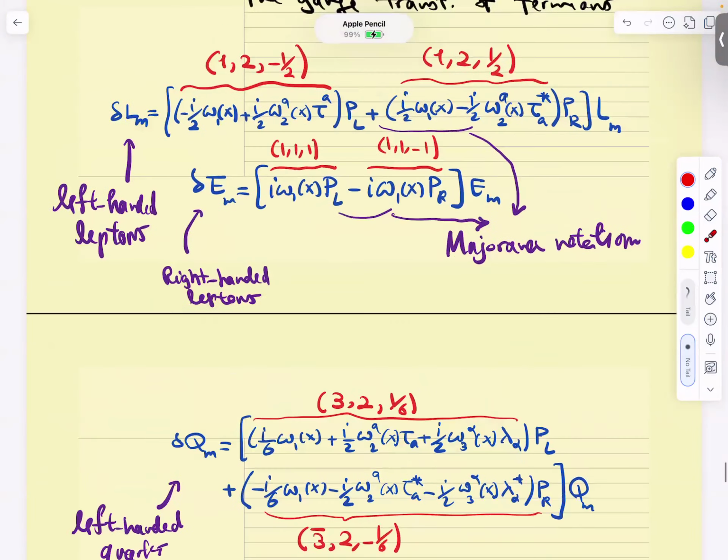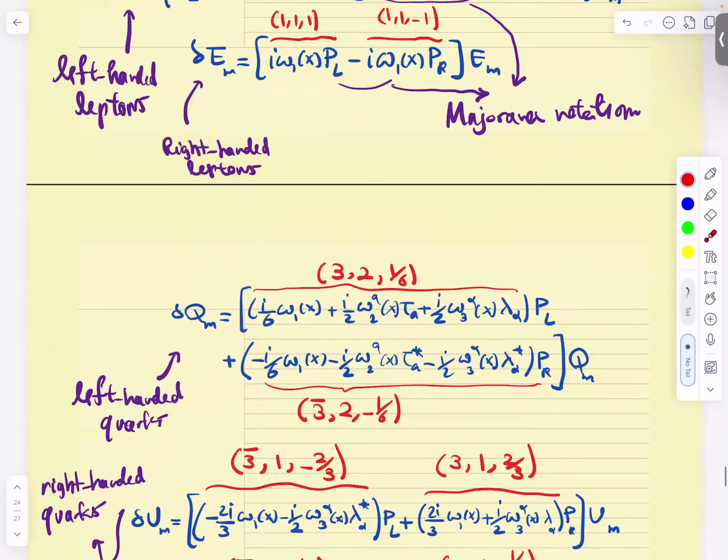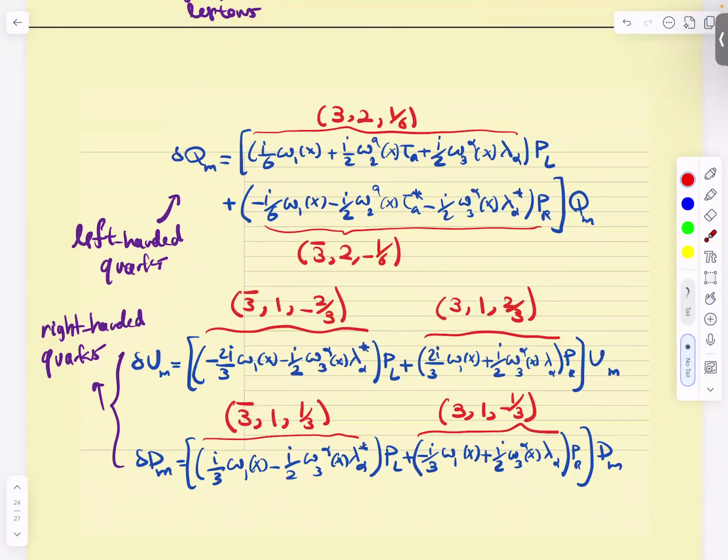Do I have the Higgs? Well, no, sorry, I have more. There's plenty more. Left-handed quarks, delta QM. The left-handed part, the rest is Majorana part. It's 3, 2, 6. 3 means lambda alpha, i over 3 omega 3 alpha, fundamental of SU3. 2 means i over 2 omega 2a tau a, SU2 left transformation. 6 means i over 6 omega 1. 1 over 6 is the charge.